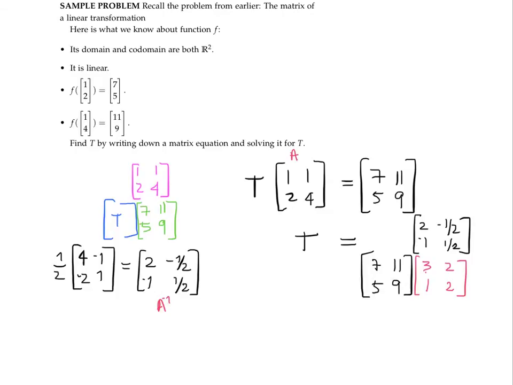Lo and behold, the product of 7, 11, 5, 9 multiplied by A inverse gives us 3, 1, 2, 2, just like we got before, and that's our t. It was a way shorter process than the other way, where we had to figure out how to make standard basis vectors out of v and w.